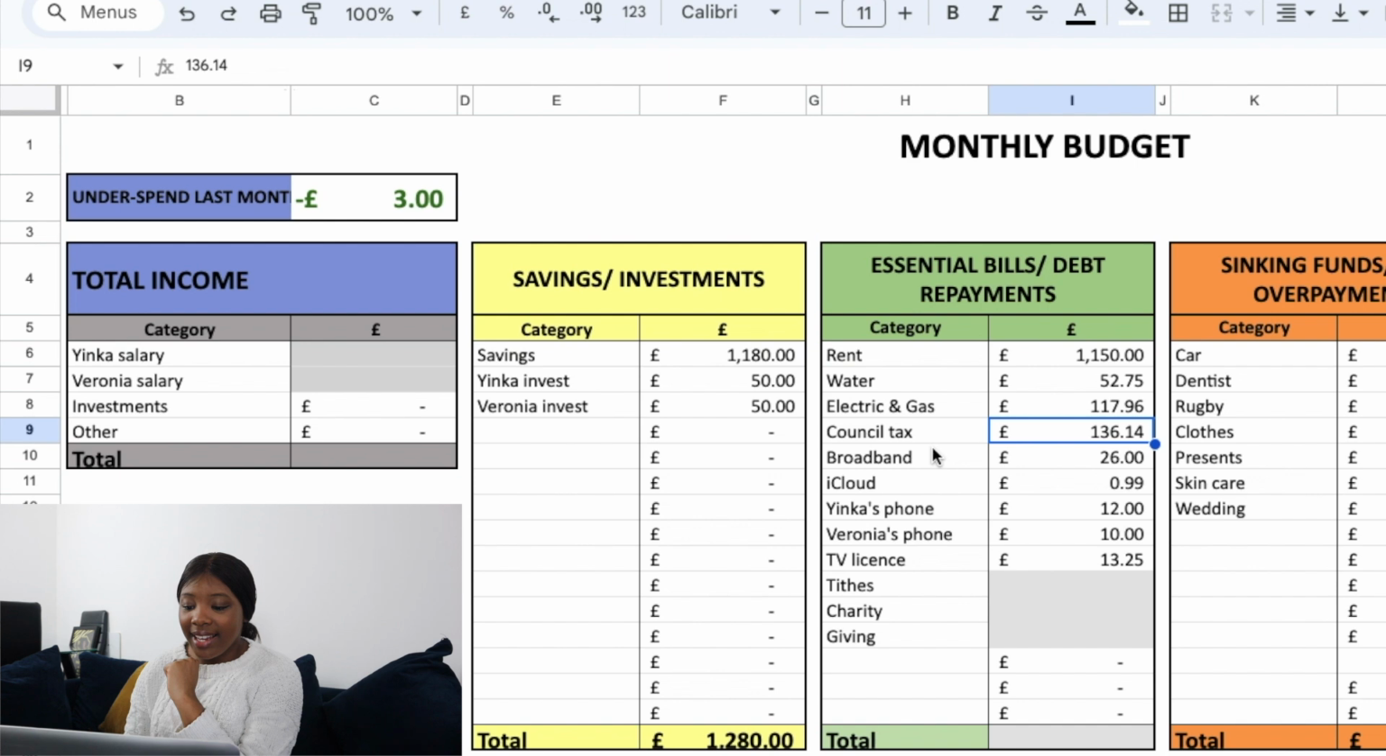Broadband is 26. My husband's iCloud is 99p. We've got our SIM only contract. So for my husband, it's 12 a month, mine is 10 a month.